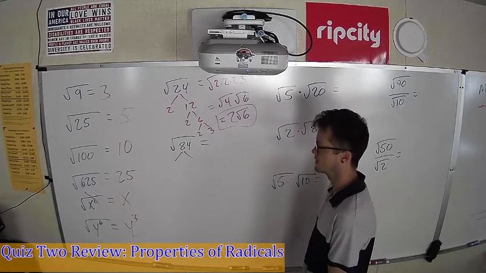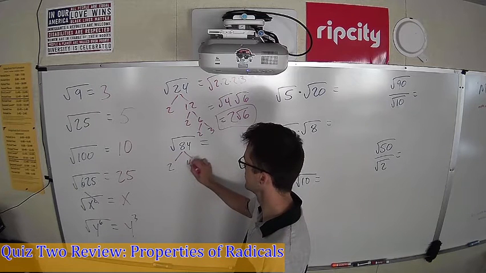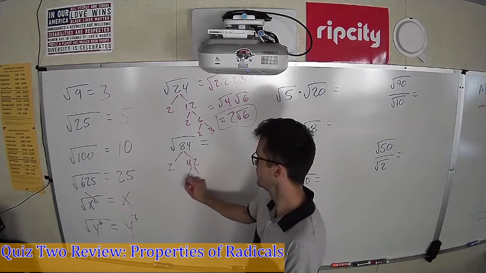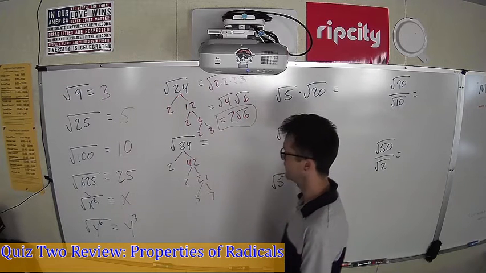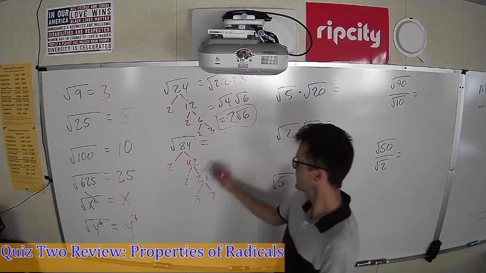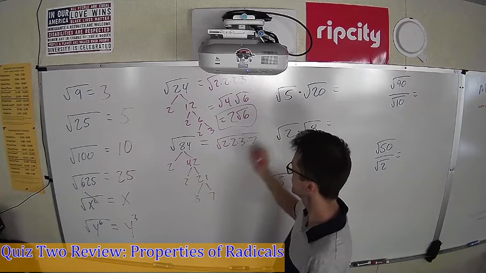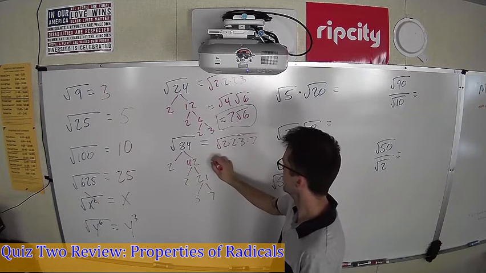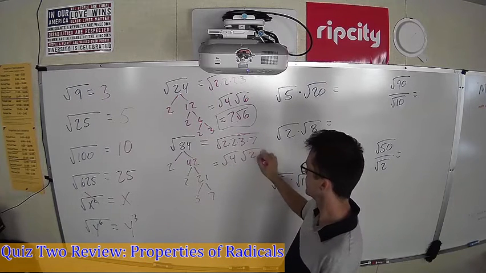Again, break it down into smaller factors. I'm noticing it's even, so I'm just going to start with the evens. 2 and 42, 2 and 21, 3 and 7. Okay, so this is going to be the square root of 2 times 2 times 3 times 7, which is the square root of 4 times the square root of 21.